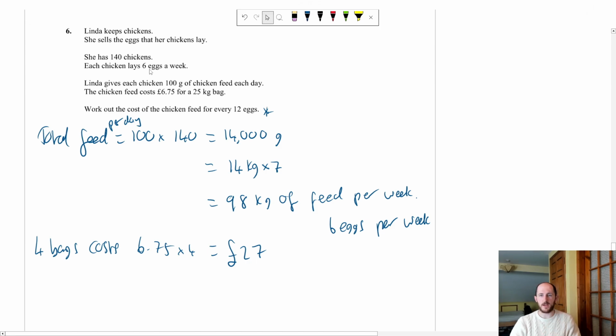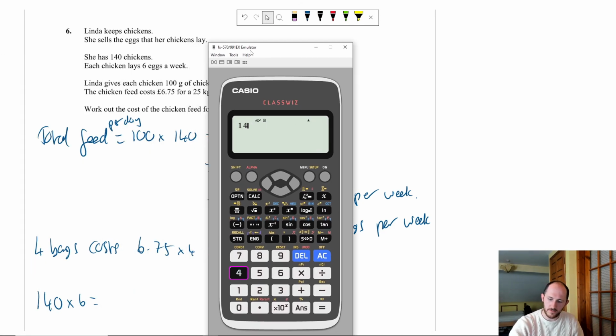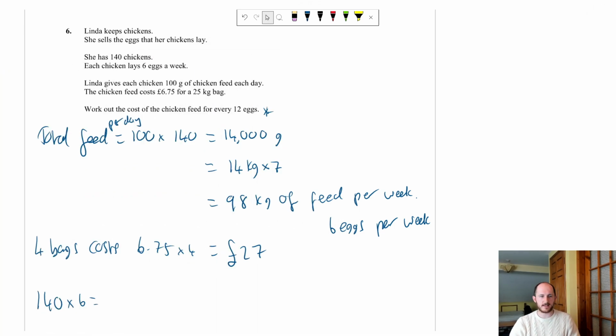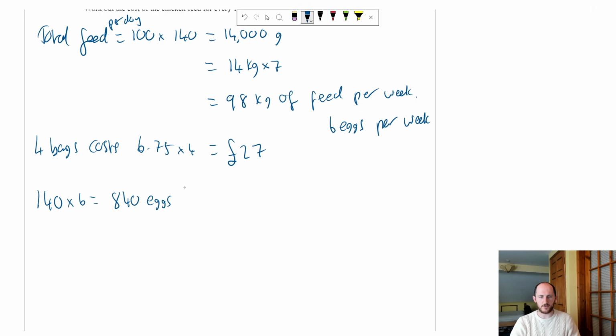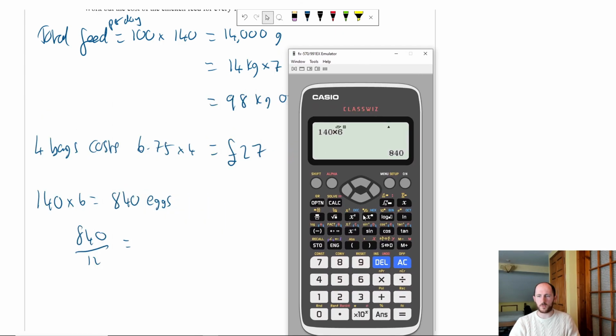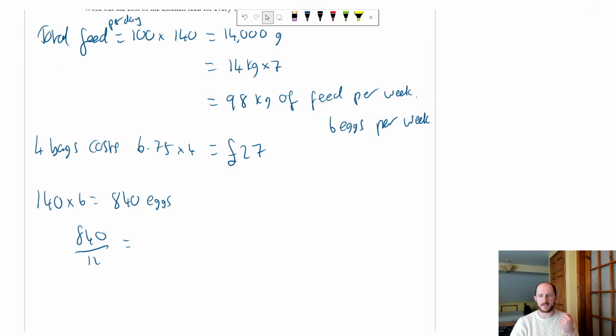That is for each of the 6 eggs. How many eggs are laid in a week? So we'll do 140 times 6. 140 multiplied by 6 gives me 840 eggs. And how many sets of 12 eggs is that? Well, if we do 840 divided by 12, that would give me the number of sets of 12 eggs. The number of dozens of eggs, how about that? That might be an easy way to put it. So that's 70 sets of 12 eggs each week.